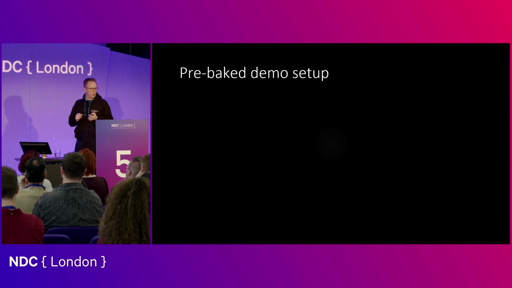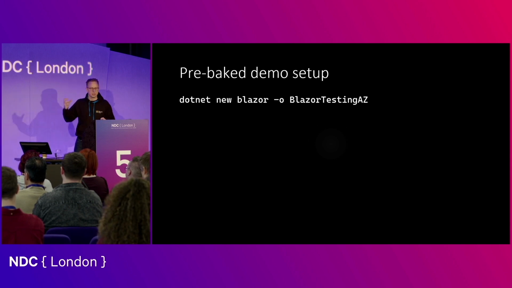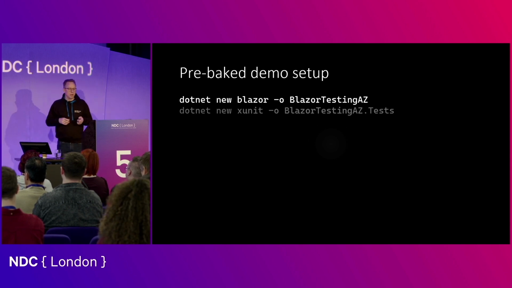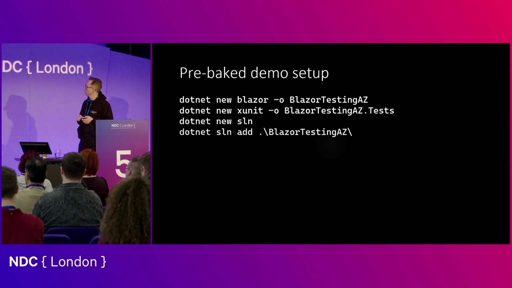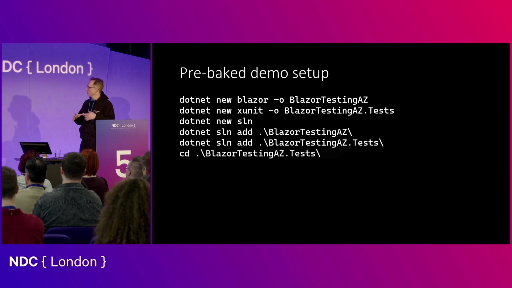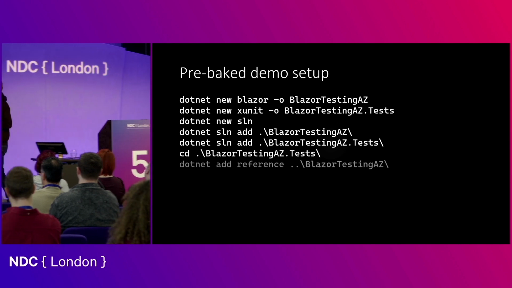So you can repeat that at home if you want. So what we have is just a standard Blazor .NET 9 app. We have an XUnit test project, and then we have a solution file, and we've added both the projects to the solution file. Then we want to make some modifications to the test project.